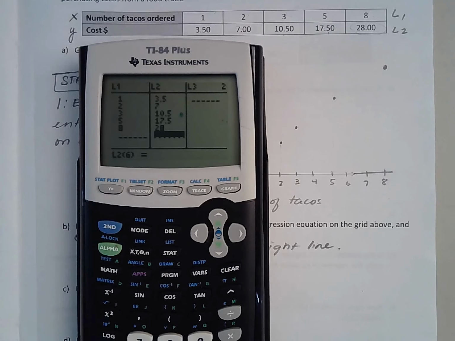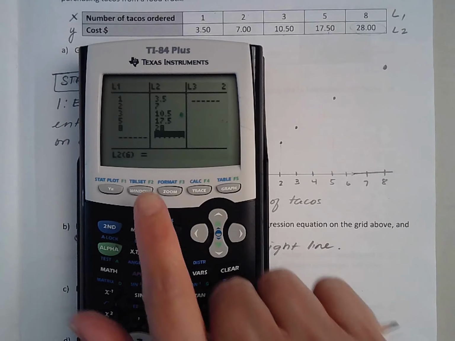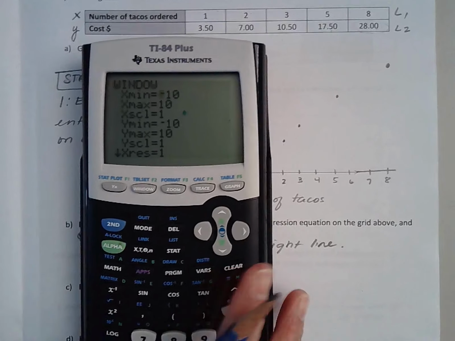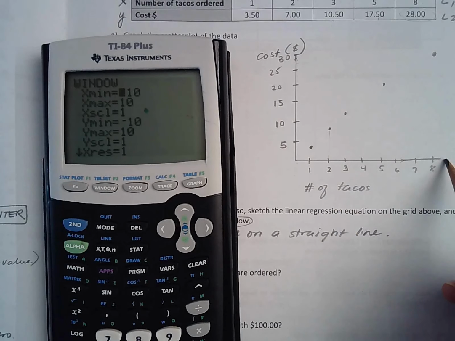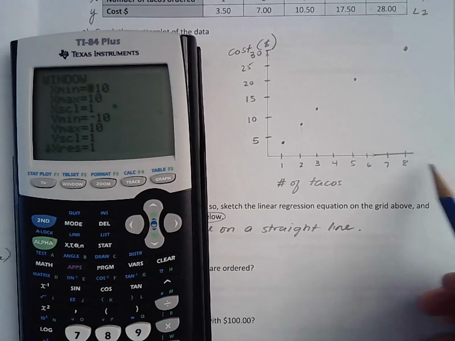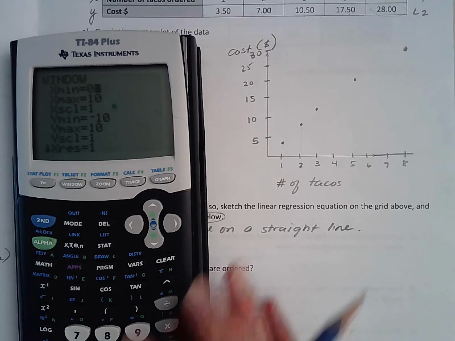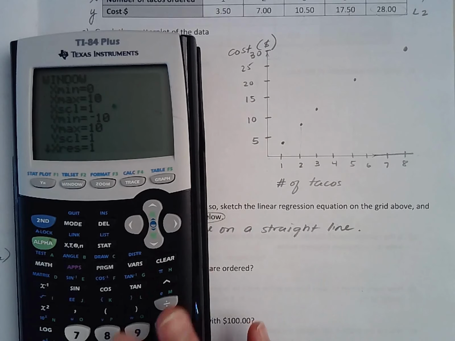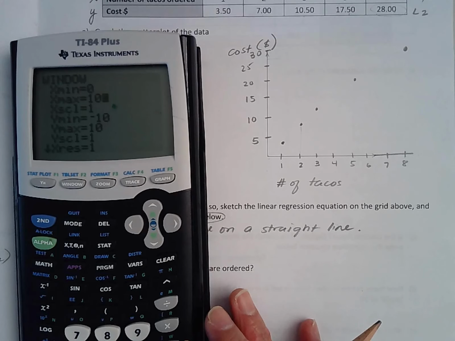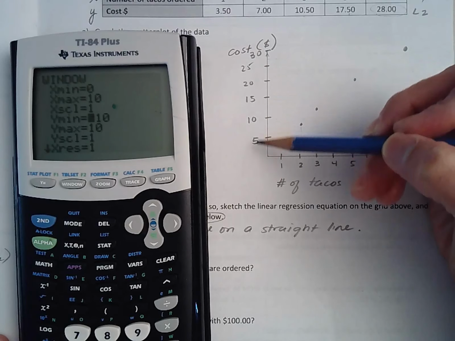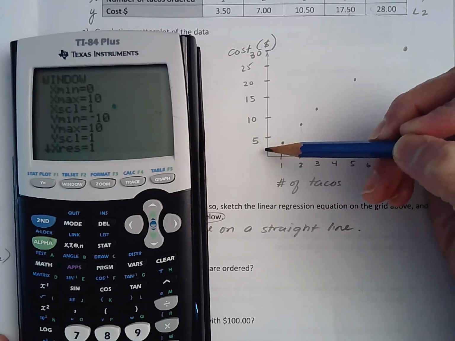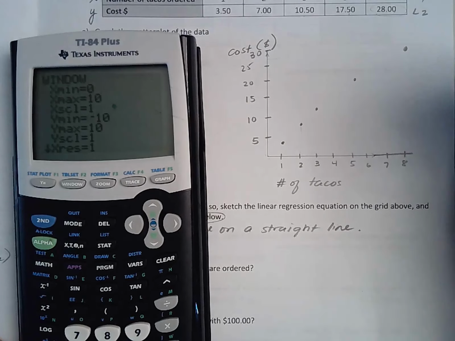Now, the next thing that we're going to do: we enter our data, and then we change our window. So what's our window? X minimum would be 0. We can go from 0 to 10, right? And then what about our Y? We go from 0 to 30.